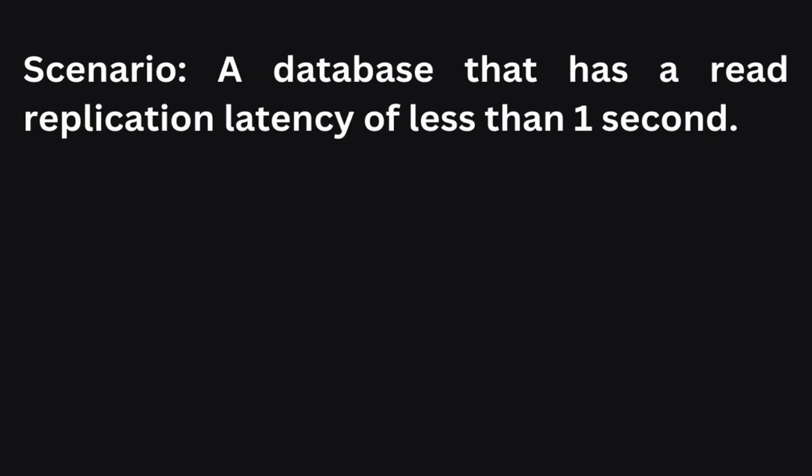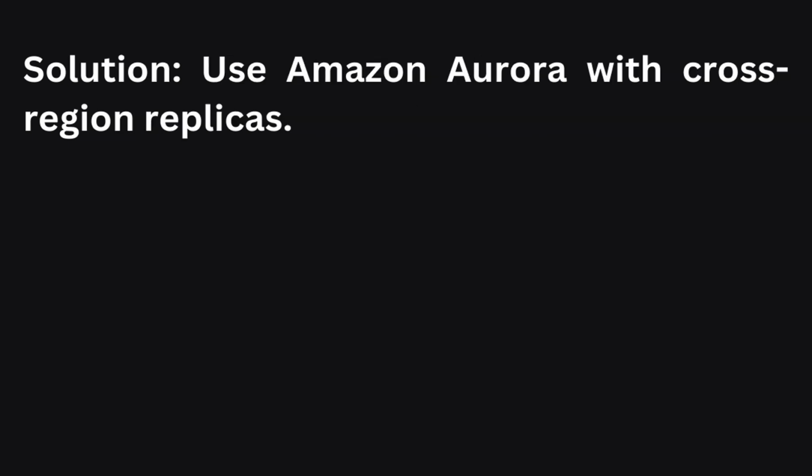In the next scenario, you require a database with read replication latency of less than 1 second. Which AWS service can fulfill this requirement? To achieve a database with a read replication latency of less than 1 second, you can use Amazon Aurora with cross-region replication. Aurora provides fast and efficient replication capabilities, ensuring low latency for read operations across multiple regions.